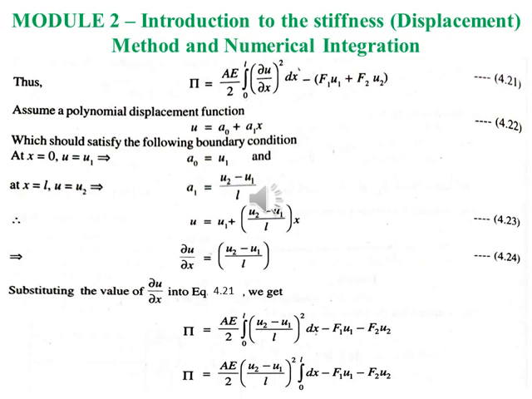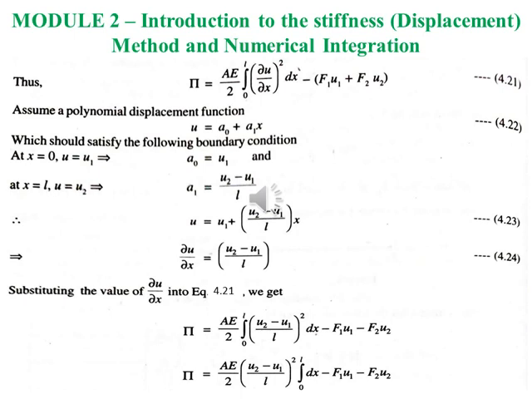Substituting this in equation 4.22, I get U is equal to U1 plus (U2 minus U1) by L into x, or del U by del X is equal to (U2 minus U1) by L. Because U1 is constant, it becomes 0, and on differentiating with respect to x, only the constant term stays back. Now substituting the value of del U by del X in equation 4.2, we get potential energy is equal to AE by 2 integrating from 0 to L ((U2 minus U1) by L) whole square del X minus F1 U1 minus F2 U2.